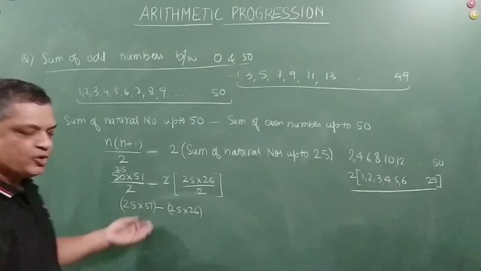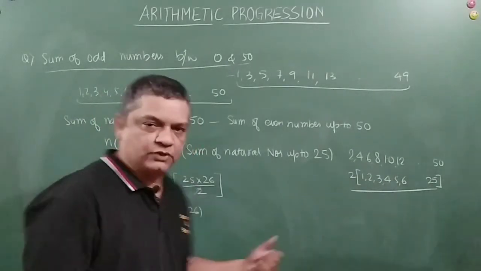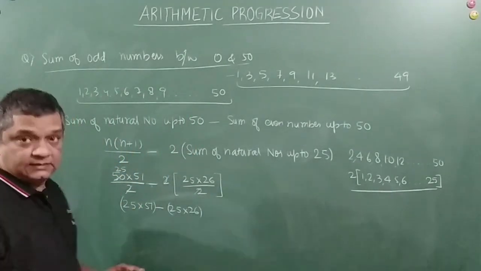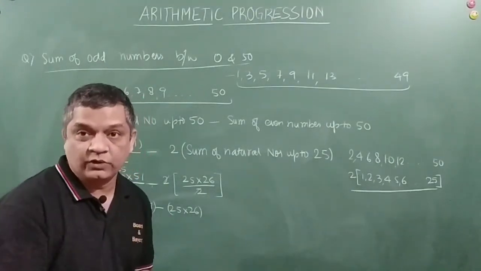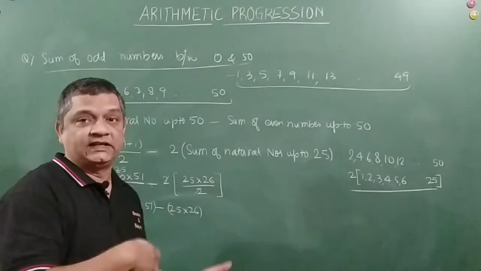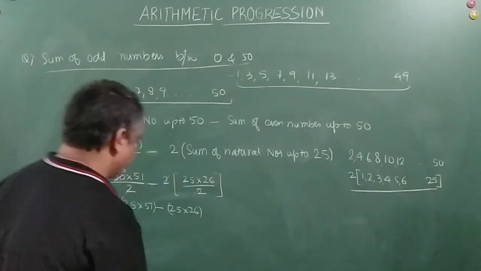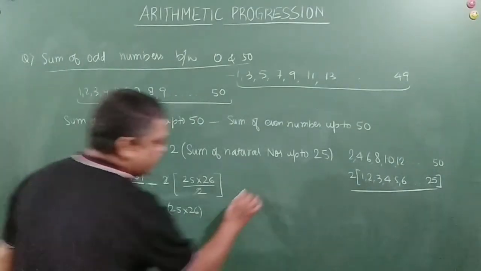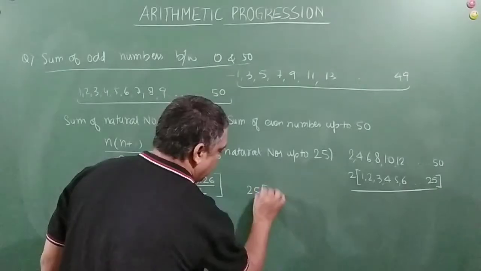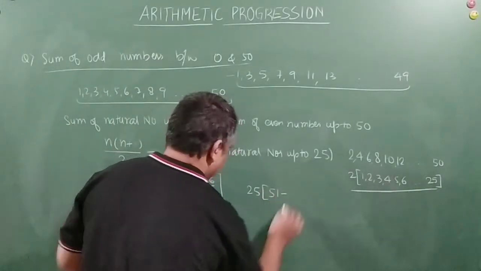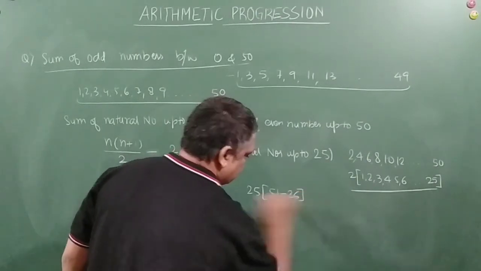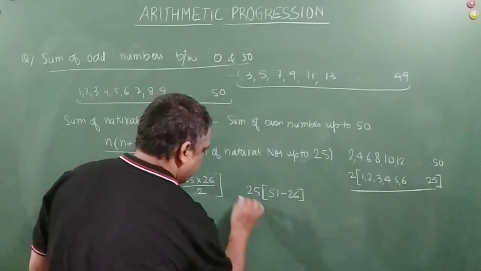Now friends, there are 2 possibilities here with which you can solve it. Either you multiply this 25 into 51 and then multiply 25 into 26, subtract the 2, find the answer. Or there is another method of doing it. Let us take 25 common. I prefer this. This becomes easier. 51 minus 26. Right? Okay?